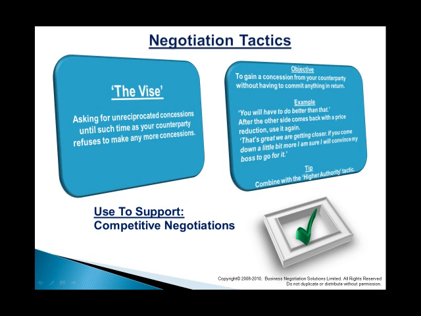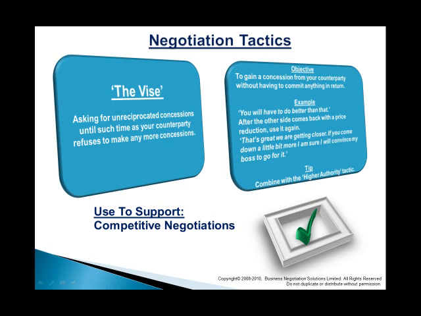What they will do is just repeat the whole process again, thereby tightening the Vise once again. If you come back with $95, they'll say, thank you very much for the discount. I was really hoping that you could do even better than that. Would you please go away and sharpen your pencil again. This is why we call it the Vise, because all they do is tighten that Vise all the time. And they're going to keep asking for concessions as long as you make concessions without asking for something in return.